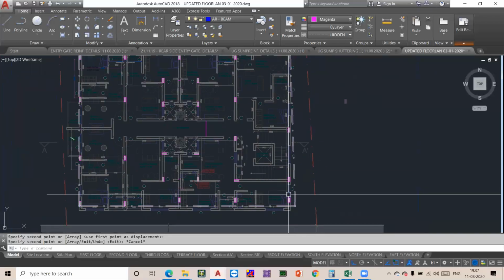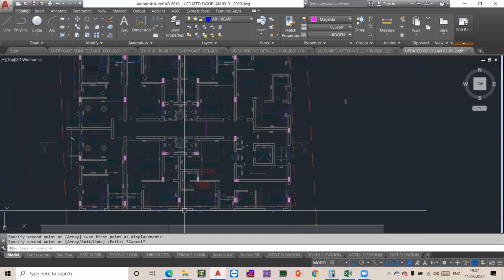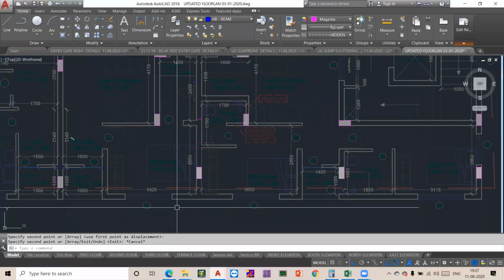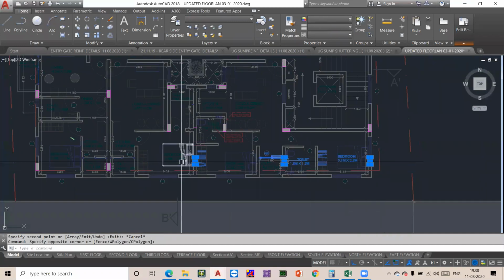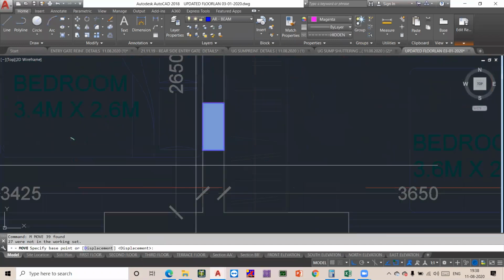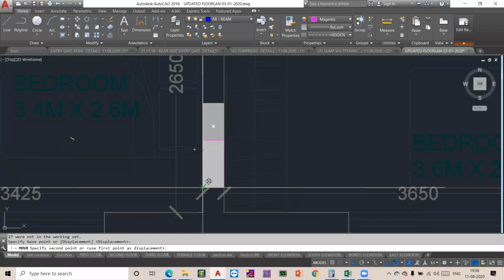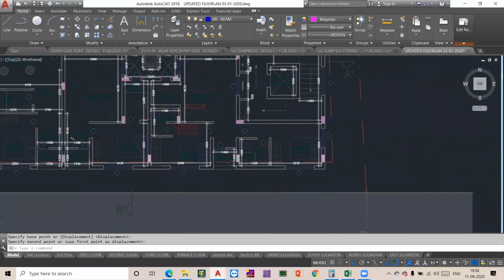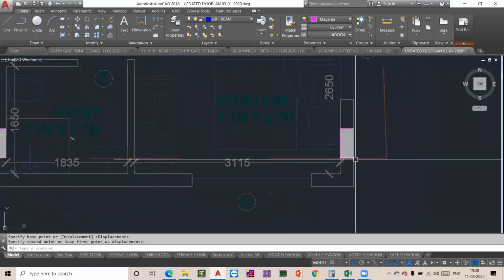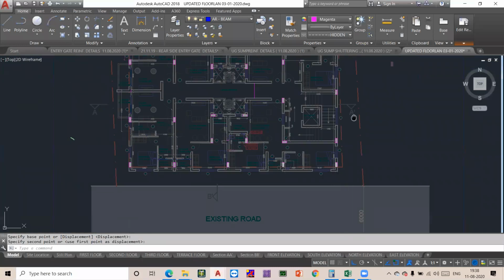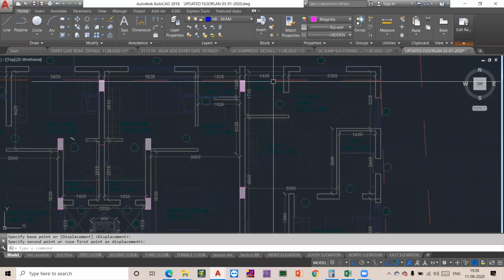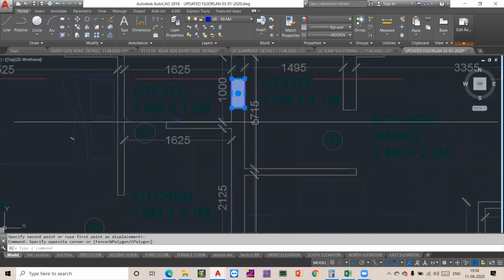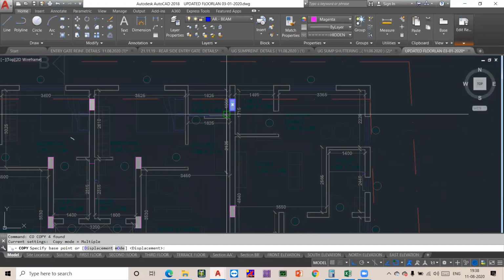For now, for having the proper arrangement, we shall consider all of this and move it to the edge of your setback line. This is the only area where we still have issues with the columns.